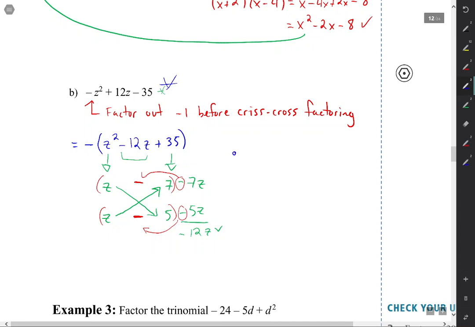So I'm going to use this little therefore symbol, that's the 3 dots in a triangle shape. We're going to have negative z squared minus 12z plus 35 is equal to z minus 7 times z minus 5. And one more thing, don't forget about that negative sign we factored out right at the very beginning.